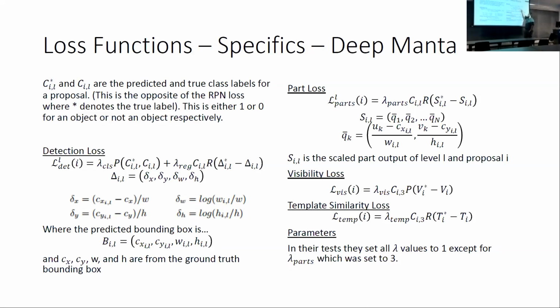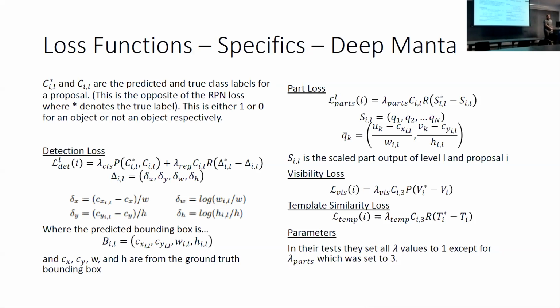Part loss is a little bit different. So this is the actual part loss in here. This is also in layer 2. Why that's in there, again, I don't know. All they do is take the U and V for each of the parts minus the center of the bounding box, divided by the width, and you get a bunch of points, and you figure out how different they are from the points that are supposed to be there.